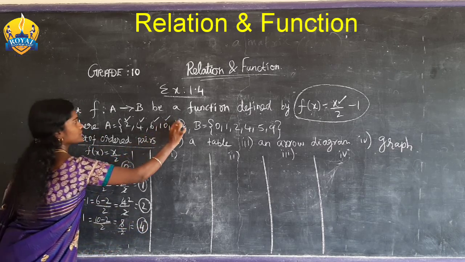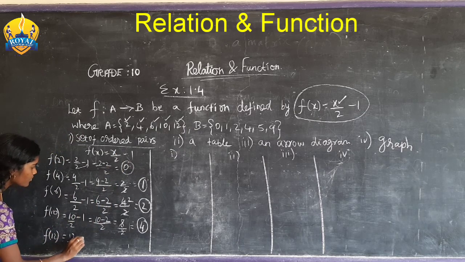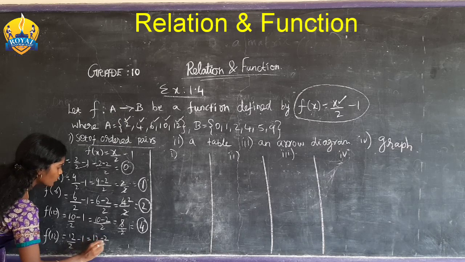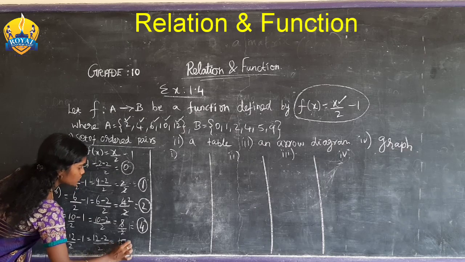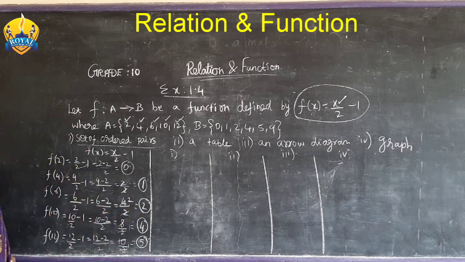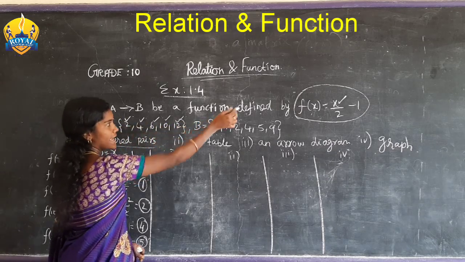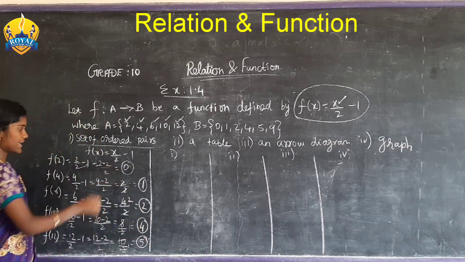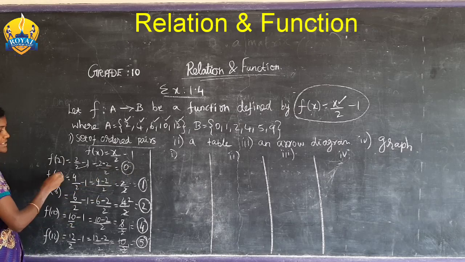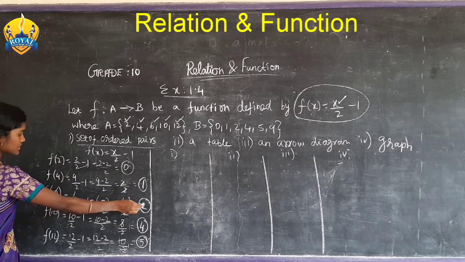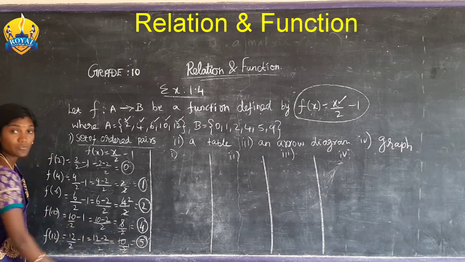The last one, 12. 12 by 2 minus 1, that is 12 minus 2 divided by 2, 10 by 2, by cancellation the answer is 5. So I substitute each value in x and solve it like this. So the image of 2 is 0, the image of 4 is 1, the image of 6 is 2, the image of 10 is 4, and lastly the image of 12 is 5.